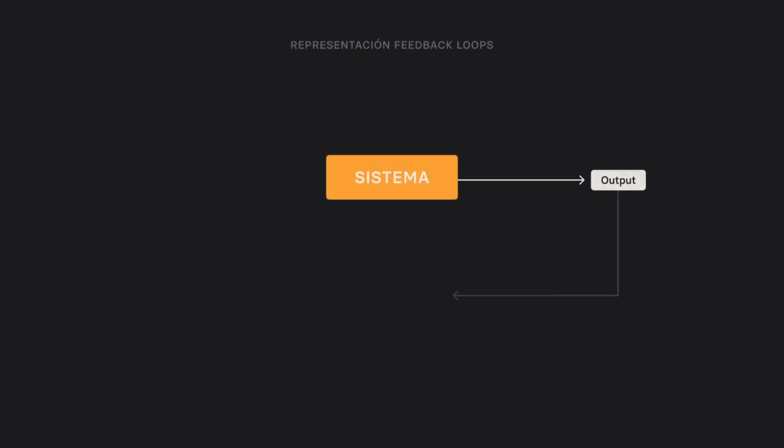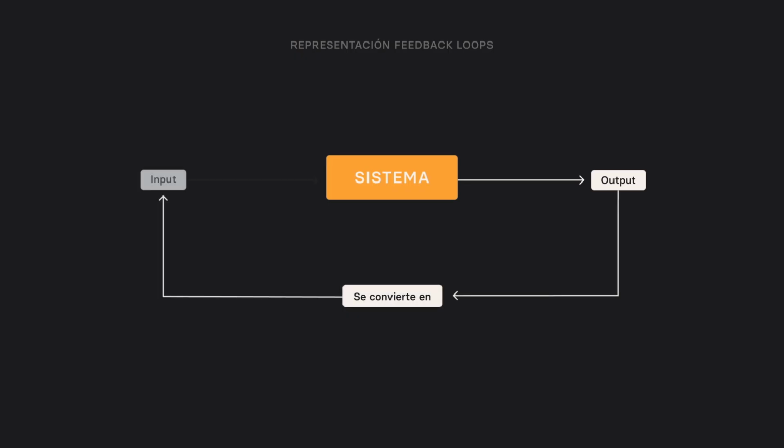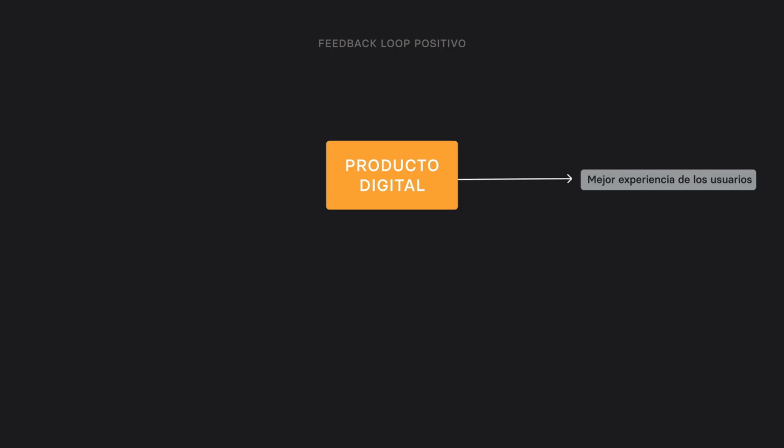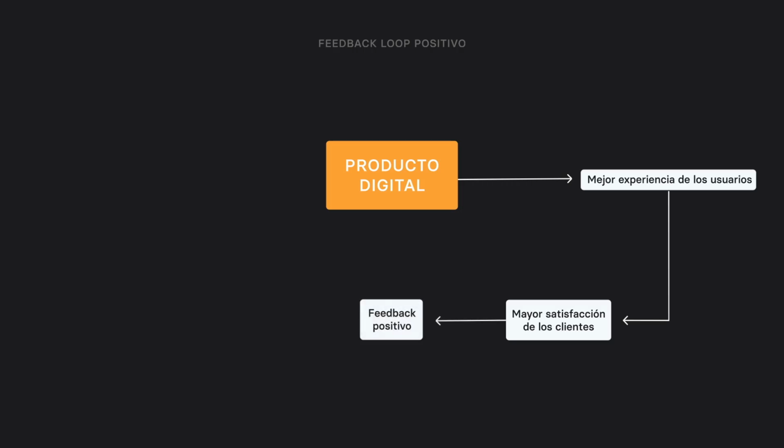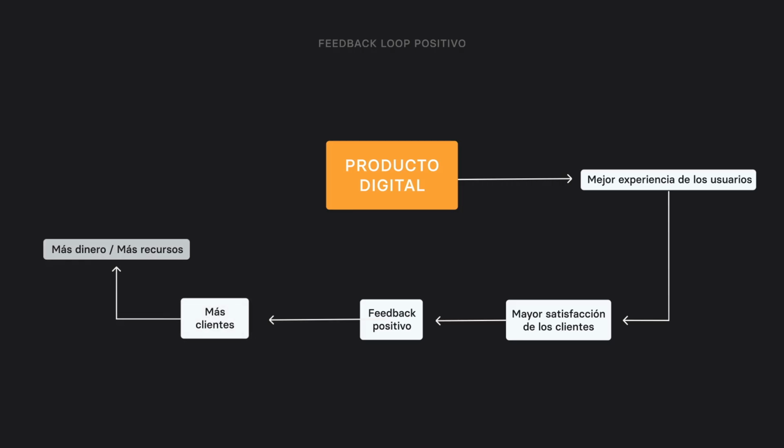Feedback loops are recurring processes where outputs of a system circle back and become inputs. For example, a digital product releases new features that improve the user experience. That improved user experience causes better customer satisfaction. Better customer satisfaction generates positive feedback that attracts new customers. More customers means more money for the company, which enables them to hire more people so that they can build more features to continue improving the user experience. This is an example of a positive feedback loop.